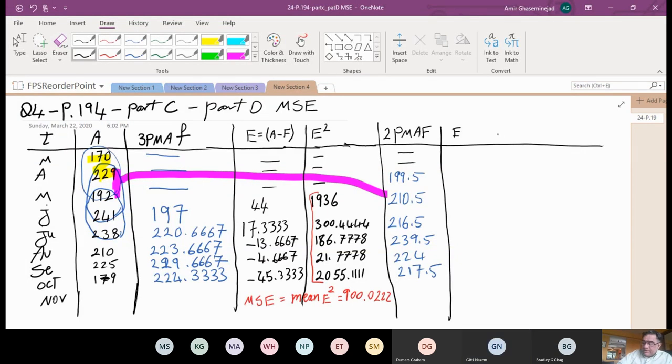Now, again, the same story. We have to find error, and we have to find error squared. Error is always actual minus forecast. We have no error in the first two. Our first error happens here, actual minus forecast: 192 minus 199.5 should be a negative number, -7.5. Very good. And we go on like that.